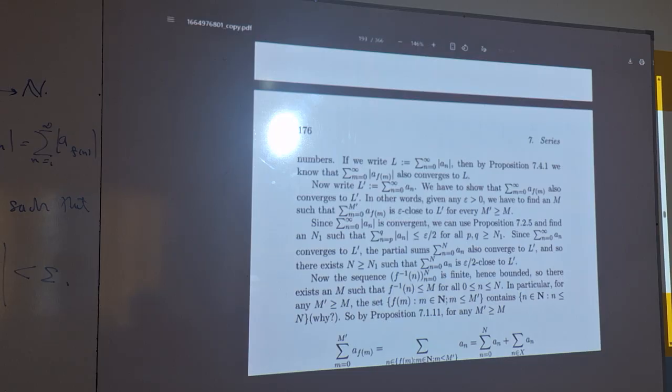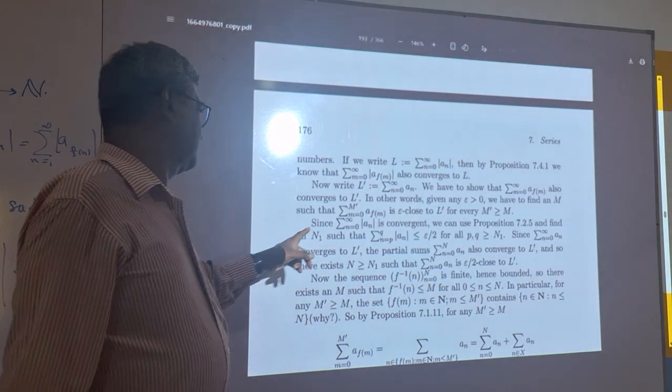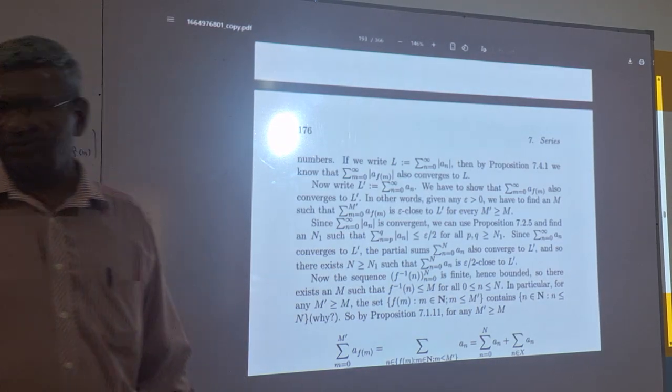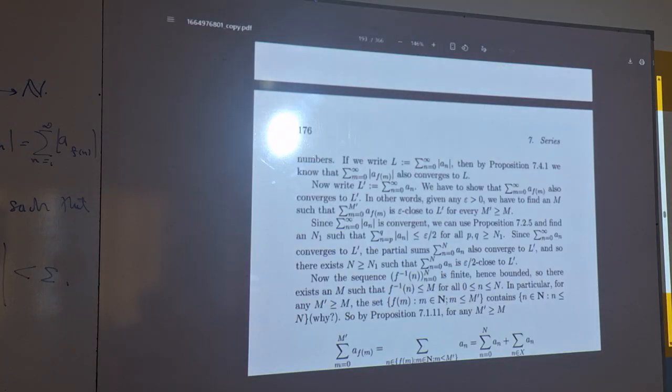I am a little bit uncomfortable now, because he says n1 is over there, not here. For this one he has used capital N1. Since the series converges to L dash, the partial sums also converge to L dash, and so there is N.